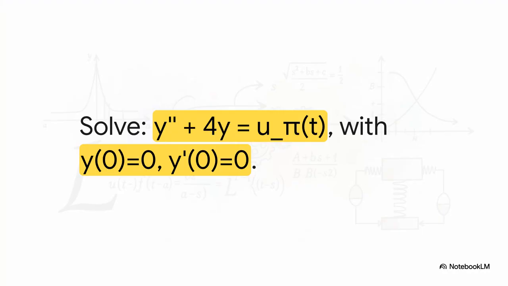So for our first case, we've got a simple harmonic oscillator, but with a twist. See that forcing function, u sub pi of t? That means there's no external force, nothing, until time equals pi. And at that exact moment, a constant force of 1 switches on and just stays on. And those initial conditions tell us the system starts out completely still.